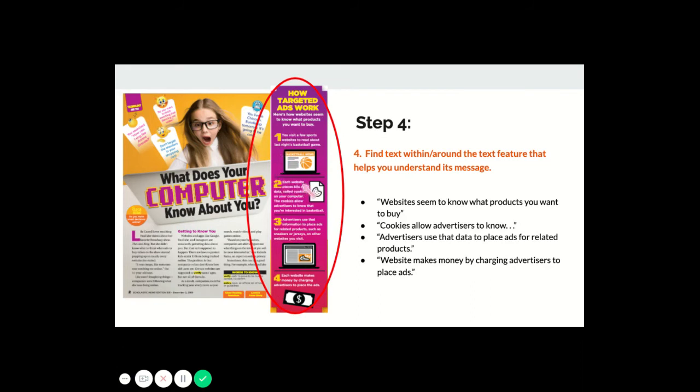All right. For number 2, it told me how cookies and advertisers are related. Cookies allow advertisers to know. So they're giving, cookies are giving advertisers pieces of data about people who search. Advertisers use data to place ads for related products.